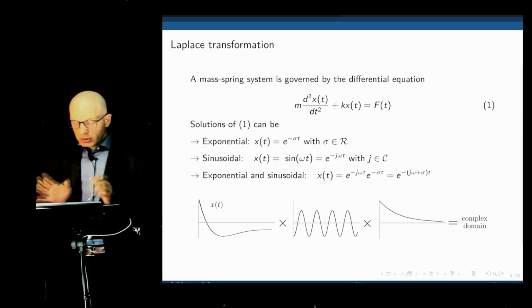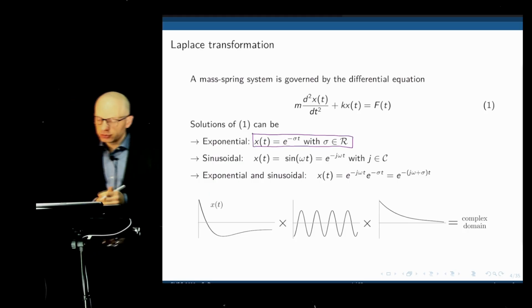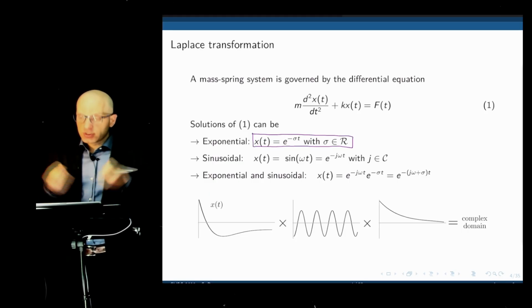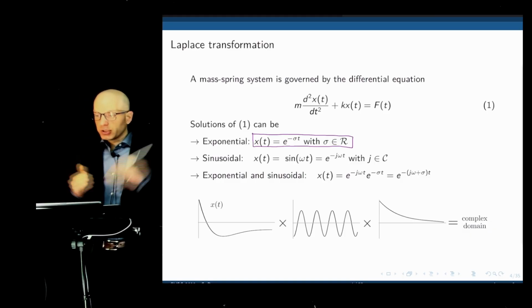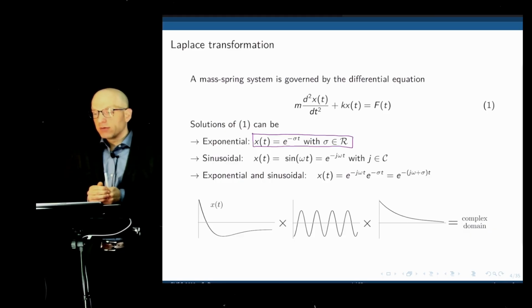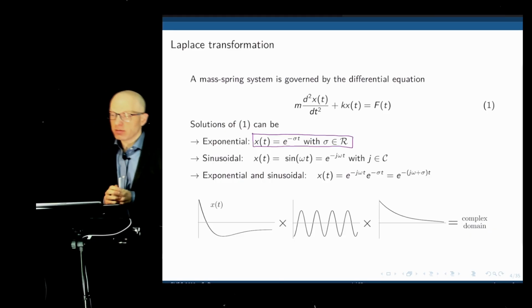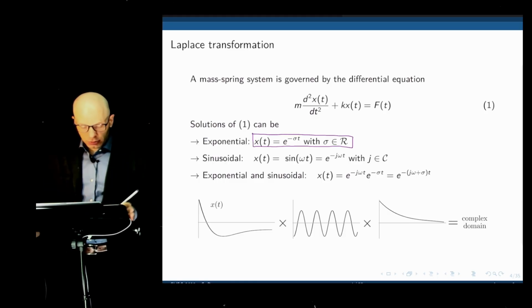So if the solution is only exponential, then you can write a tentative expression for x of t as follows: exponential of negative sigma t. If sigma is a real number, then that gives an exponential that either decreases if sigma is greater than 0, or increases over time if sigma is smaller than 0. So this gives simply an exponential function.